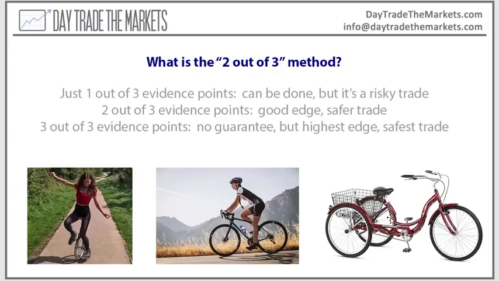Now, 3 out of 3, not that I see a lot of people out on adult tricycles, but it's the idea. There's still no guarantee. You could still wipe out, but you're a lot more stable. It's not 100%, but if you have 3 out of 3 evidence points that are lining up, you've got a pretty good setup.